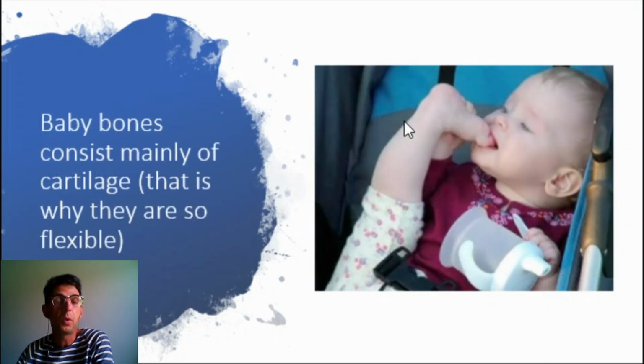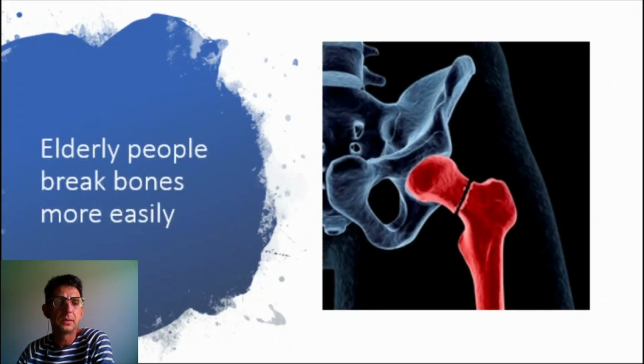In a baby, bones consist mainly of cartilage or collagen, which makes them so flexible. Over the years, this cartilage or collagen disappears and you get more and more calcium phosphate, which makes the bones more brittle, and therefore elderly people break bones more easily. For example, in this picture you can see a hip that has been broken. Sometimes elderly people, when they fall, break a hip. It's very common in elderly people.